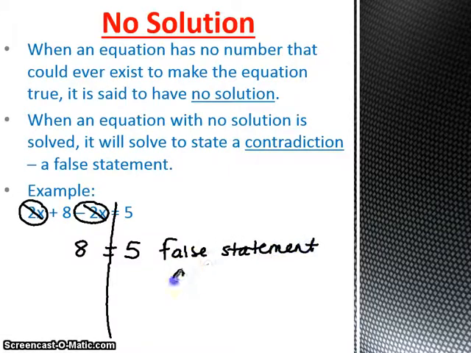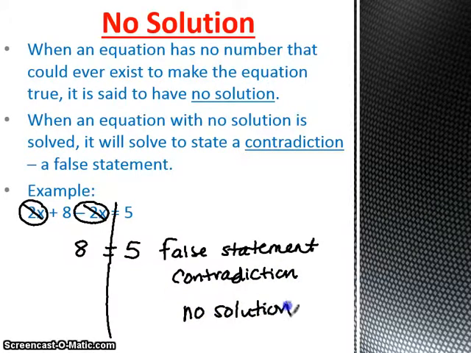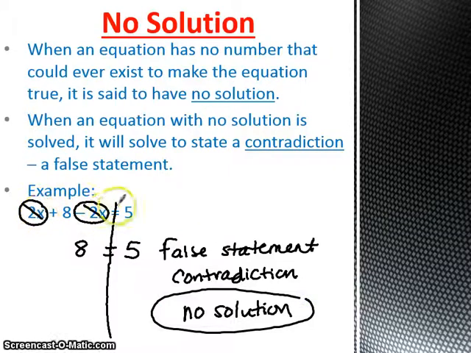which we know is called a contradiction. And that means that there is no solution to this equation. There is no number that could ever be put in place of x for that equation to be true.